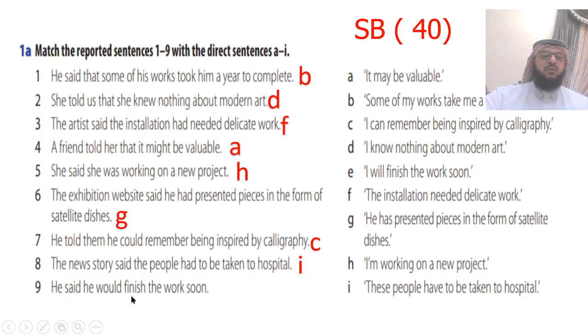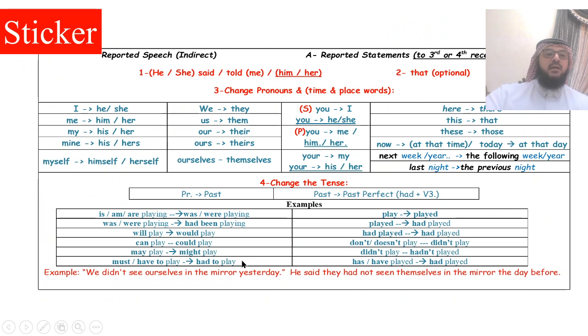Okay. He said he would finish the work soon. He would. ماضي المين would. Excellent. 1 2 3. E لكلمة will. I will صارت he would. Okay. إذا نقدر نختصر changing or reporting the statements in some steps like this.